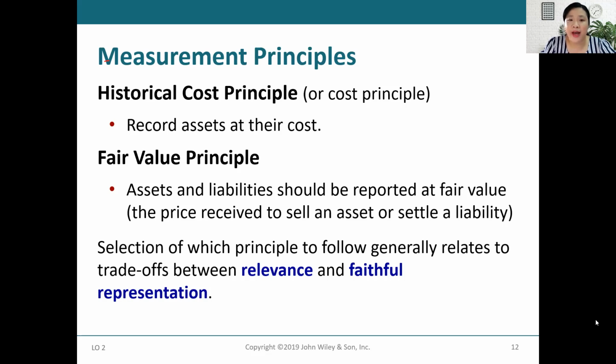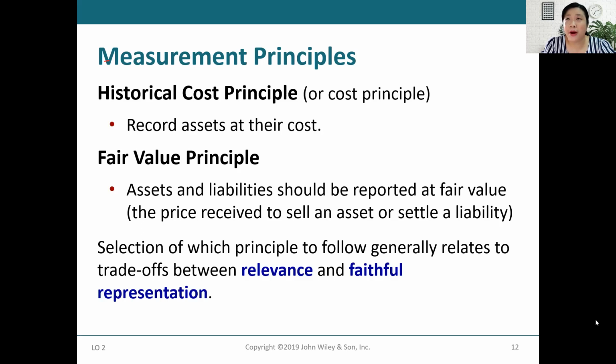Now next we have the fair value principle. The fair value principle says assets and liabilities should be reported at fair value, which is the price received to sell the asset or settle a liability. Now, this principle is mostly used for stocks or bonds, for investment securities. So when you buy the stock, you can report those assets at fair value.